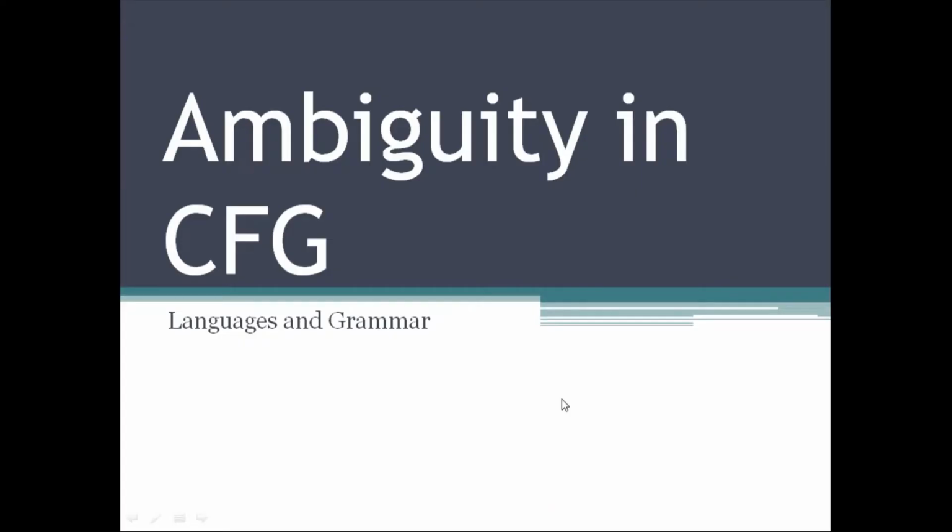Today we are going to talk about ambiguity in context-free grammar. As you have seen in the last class, we discussed derivation trees. We start with the root node, labeled with the start symbol, and then by using the grammatical production rules we derive the string, which we call parsing. Coming on to ambiguity, let us define some terms before describing ambiguity in CFG.